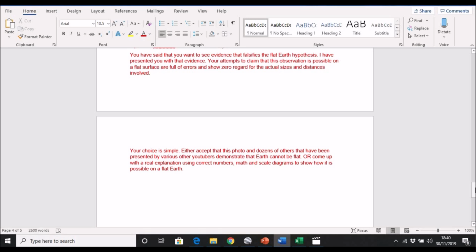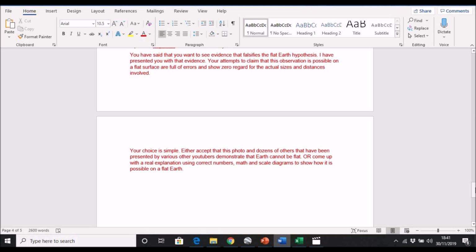My own work, I call it work, it's a hobby, at East Lothian, at Traprain Law and the Hopetoun Monument, I came up with 9 or 10 different demonstrations that the Earth cannot be flat from that one location. So you either have to accept that the Earth is not flat, accept the evidence that you've been presented with and which you've requested, or come up with a real explanation using correct numbers, real math or geometry and scale diagrams to show how it is possible on a flat Earth.